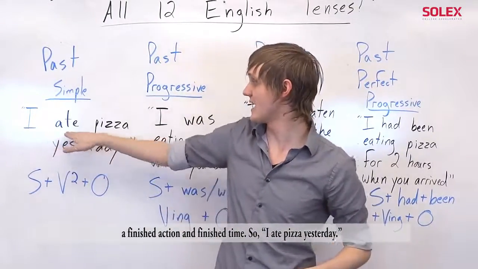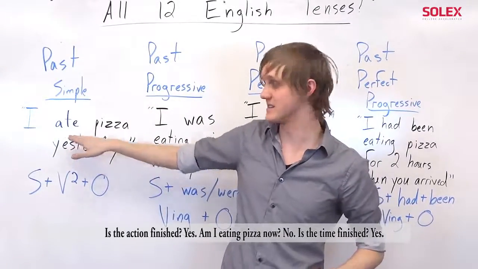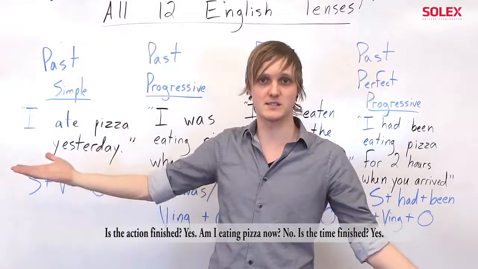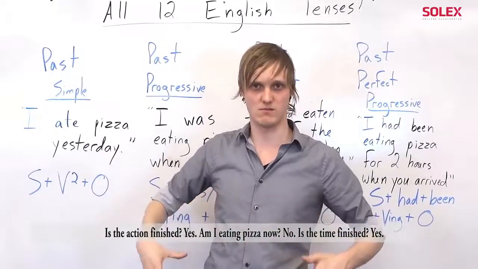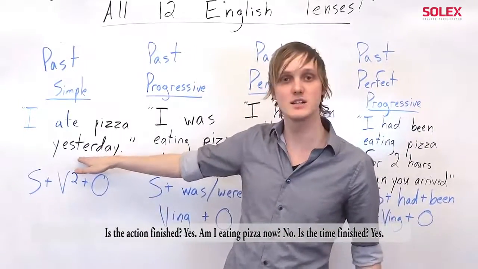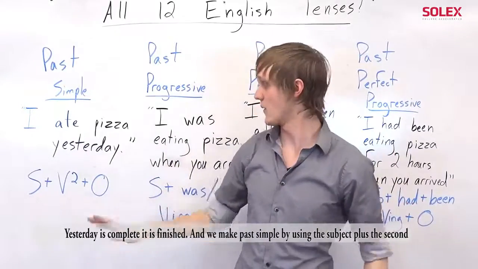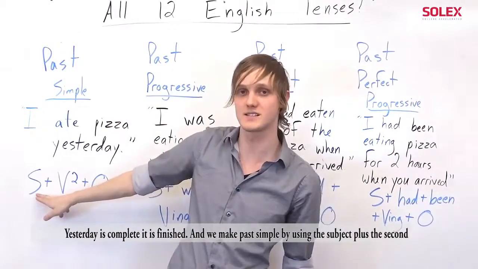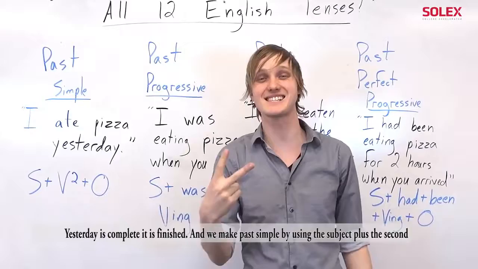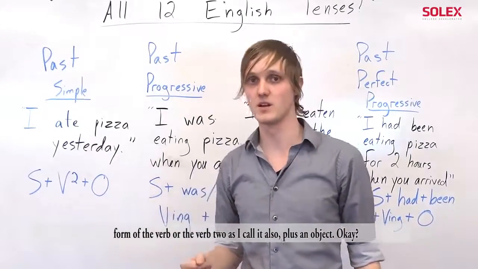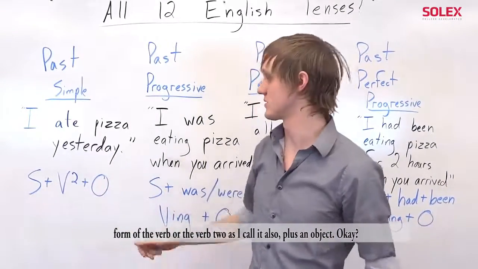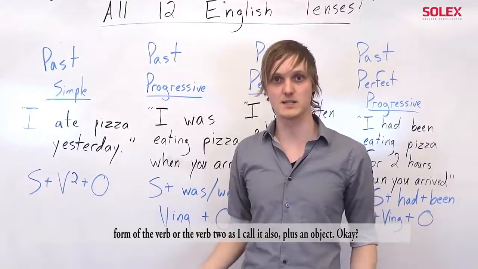So, I ate pizza yesterday. Is the action finished? Yes. Am I eating pizza now? No. Is the time finished? Yes. Yesterday is complete. It is finished. And we make past simple by using the subject plus the second form of the verb, or the verb 2 as I call it also, plus an object.